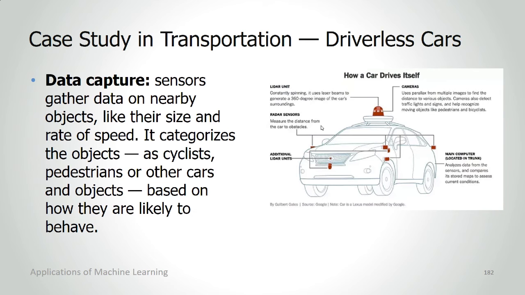So in terms of data capture, the sensors gather data on all nearby objects, their size, rate of speed, and categorize the objects as cyclists or pedestrians or other cars and objects, based on how likely they are to behave. That's misleading, because a lot of the labeling and annotation is done by hand, but nonetheless it still needs to be done. As I said, LiDAR systems illuminate the car's surroundings, so they create what's known as point clouds. And from those point clouds, someone has to provide 3D annotations as to what the objects are in the scene. We're going to show you various videos of how various companies do that.